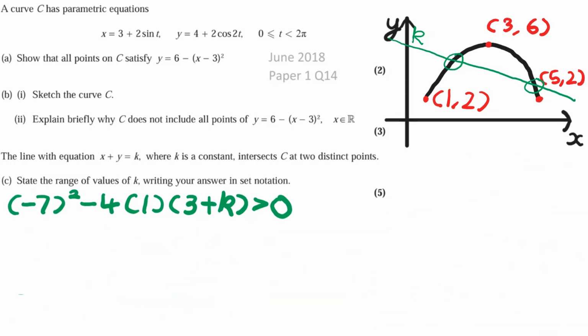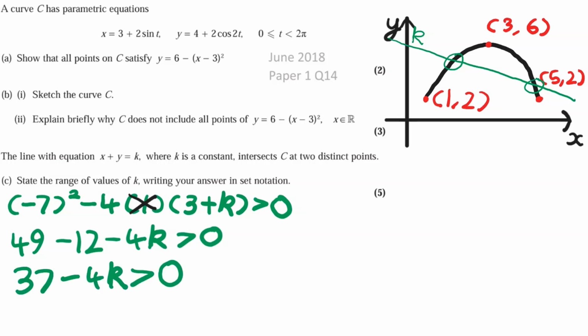Okay, so let's rearrange this inequality in order to make k the subject. We have minus 7 squared, which is equal to 49, minus 4 times 1, we can ignore the times 1, so minus 4 times 3 plus k. Minus 4 times 3 is minus 12, and minus 4 times k is minus 4k. Then 49 minus 12 is equal to 37. So we have 37 minus 4k is bigger than 0, and then move the minus 4k onto the other side to get 37 is bigger than 4k, and then divide both sides by 4 to get this inequality here, that k is smaller than 37 over 4.